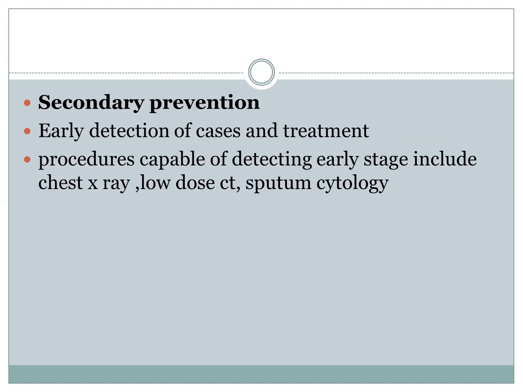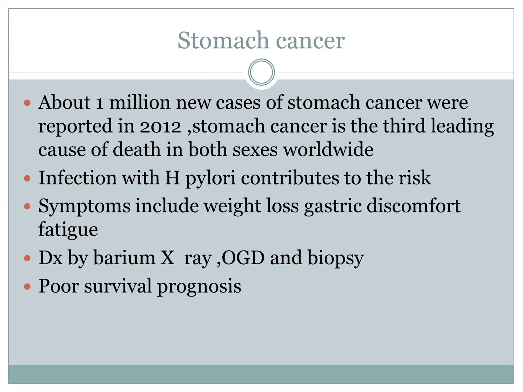Then secondary prevention: early detection of cases and treatment. Procedures capable of detecting early stage include chest X-ray, low-dose CT, computed tomography, and sputum cytology. And then we lastly have stomach cancer. About 1 million new cases of stomach cancer were reported in 2012.